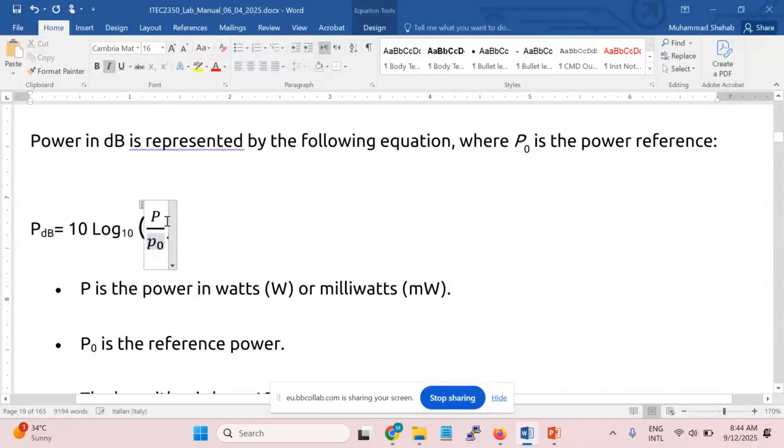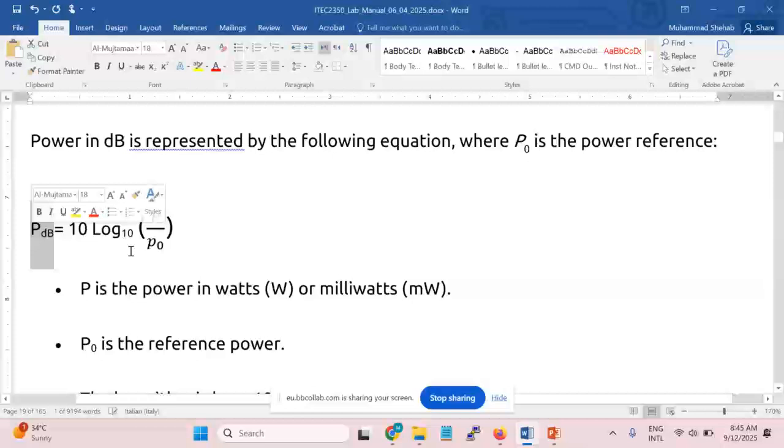If both powers are in milliwatt, I will also get the value in dB. I will get the power in dBm when the reference power is 1 milliwatt. If the reference power is 1 milliwatt, I will get the value here in dBm, not in dB. Okay?